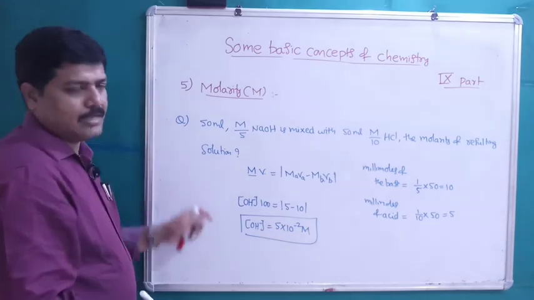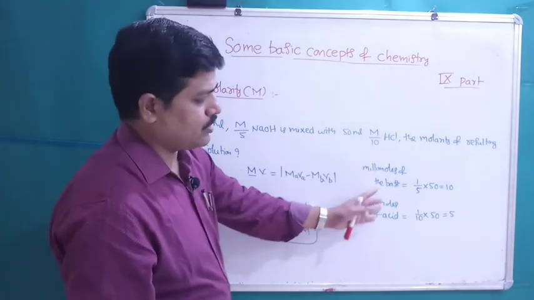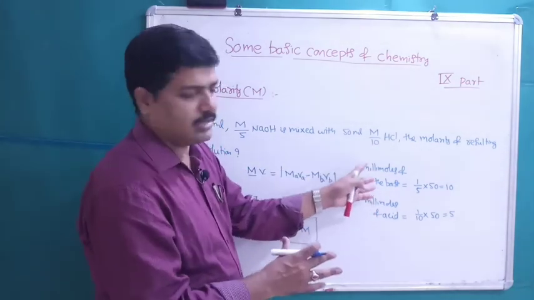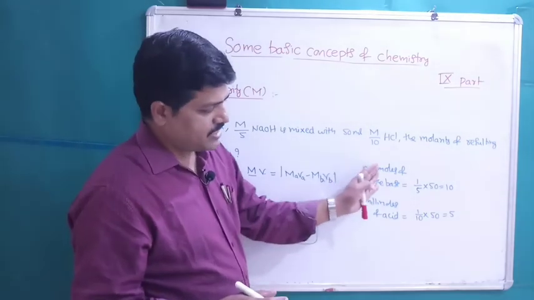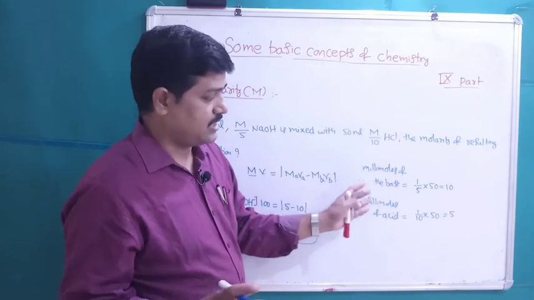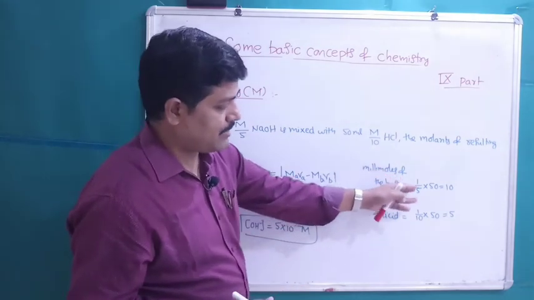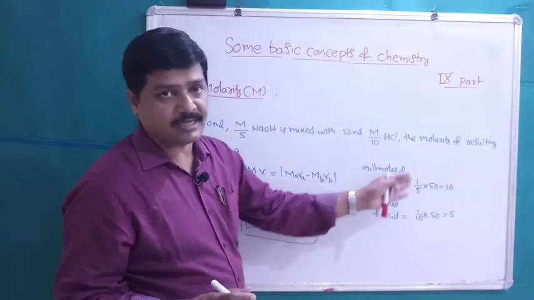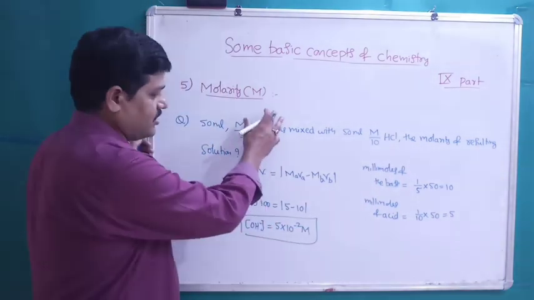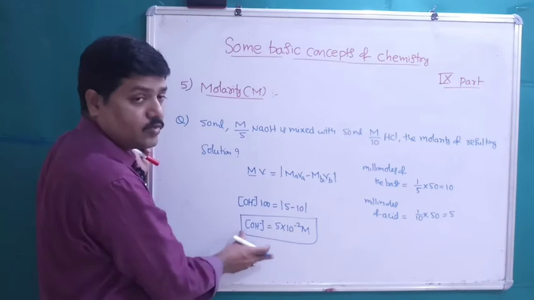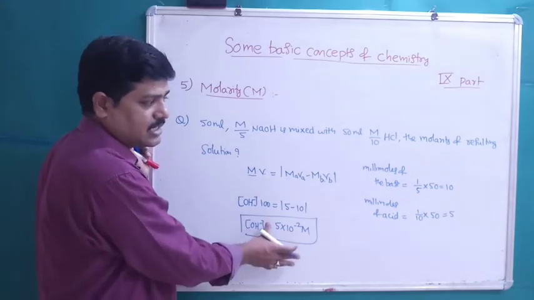For example, if the millimoles of acid and base are both equal, and both a strong base and a strong acid are given, then the pH will be neutral. Here millimoles of the base is more than the millimoles of acid, so it is basic in nature. So in the resultant solution, molarity means the OH minus ion concentration, right?